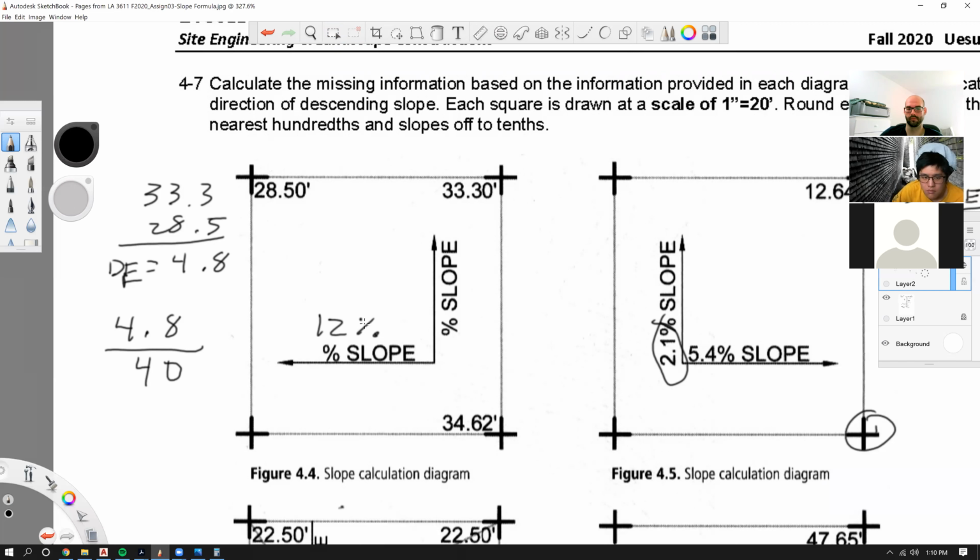So then you can take this same distance in elevation, because the slope on the x-axis, or horizontally right here, is 12%. It's going to be the same for both sides. So you can take the distance in elevation here and just apply it down here. So what was that? 33.3.